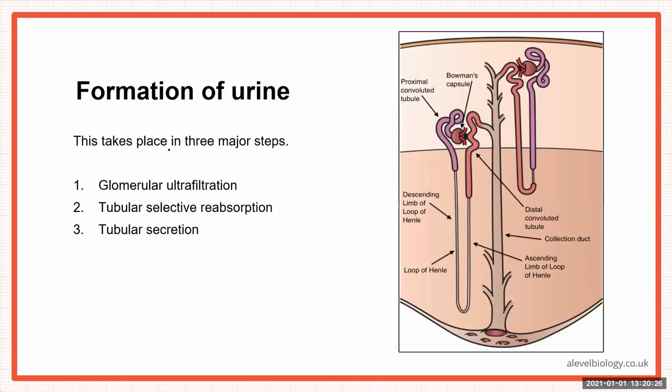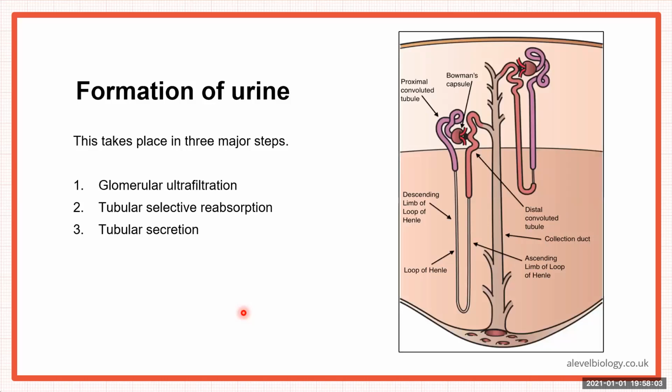So the formation of urine takes place in three major steps. Now, the first two, glomerular ultrafiltration and tubular selective reabsorption, are the most important. Besides reabsorption and filtration, some secretion of substances also takes place, and that is known as tubular secretion. It happens at different parts of the nephron. But again, the most important that we'll be dealing with is glomerular ultrafiltration as well as tubular selective reabsorption.